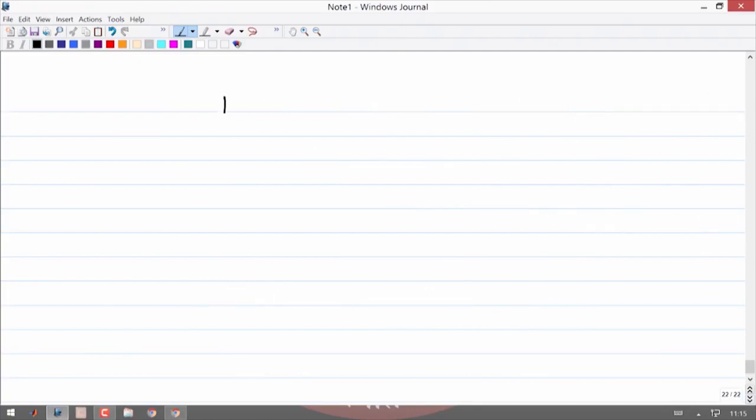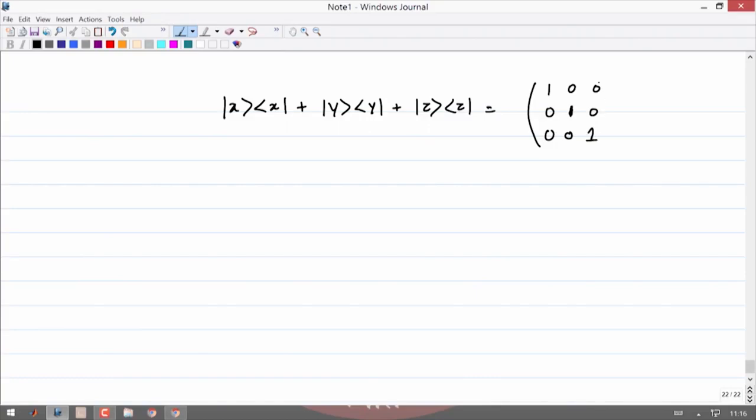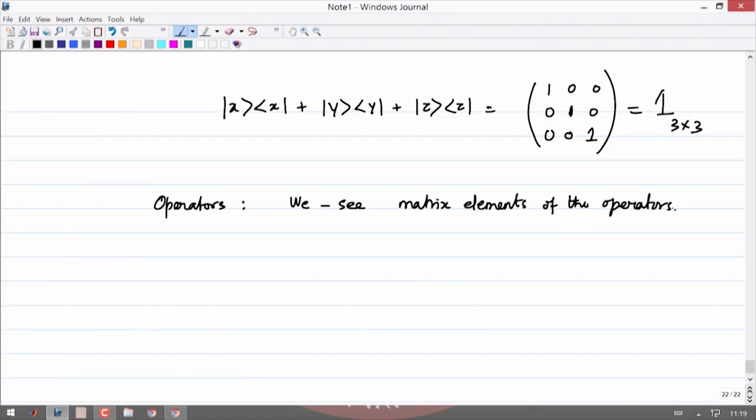And likewise, in three dimensions, the formal relation is |X><X| plus |Y><Y| plus |Z><Z|, giving you the identity 1 0 0, 0 1 0, 0 0 1. And so, this is the identity in three dimensions, and the same thing extends to n dimensions if you have real n-dimensional space and so on. Okay. Now operators using the bracket notation, and we will see what are known as the matrix elements of the operators. We'll start with two dimensions.